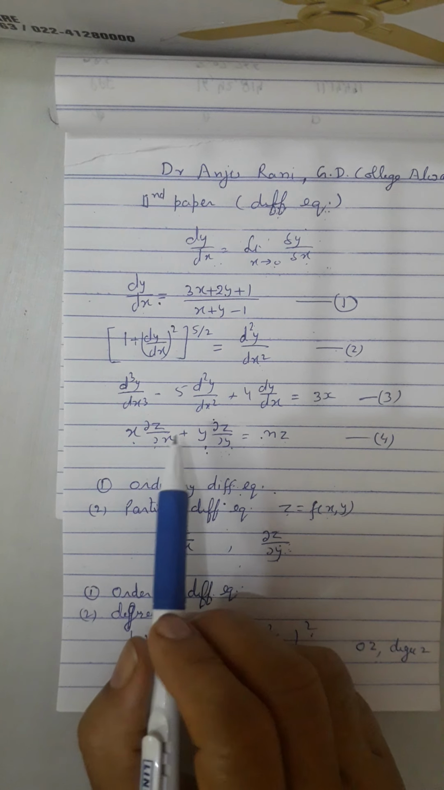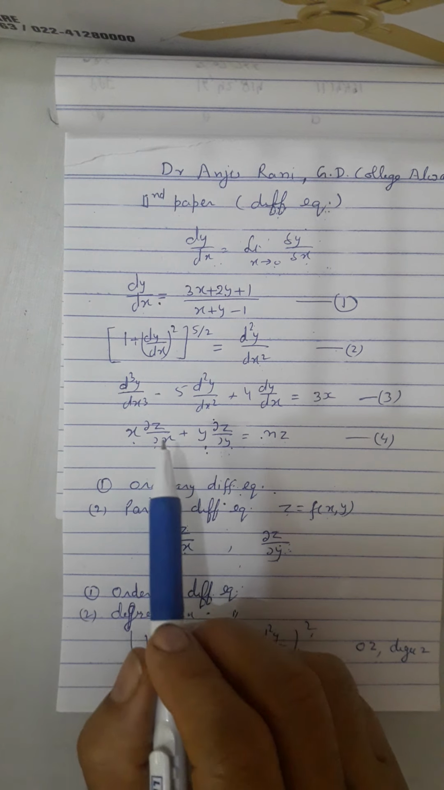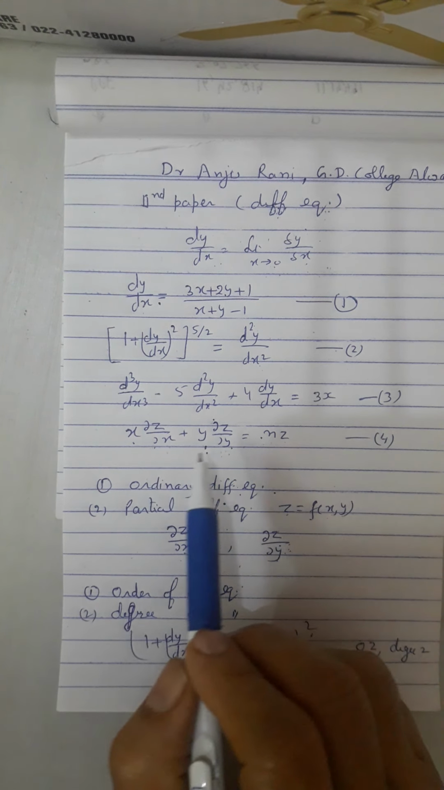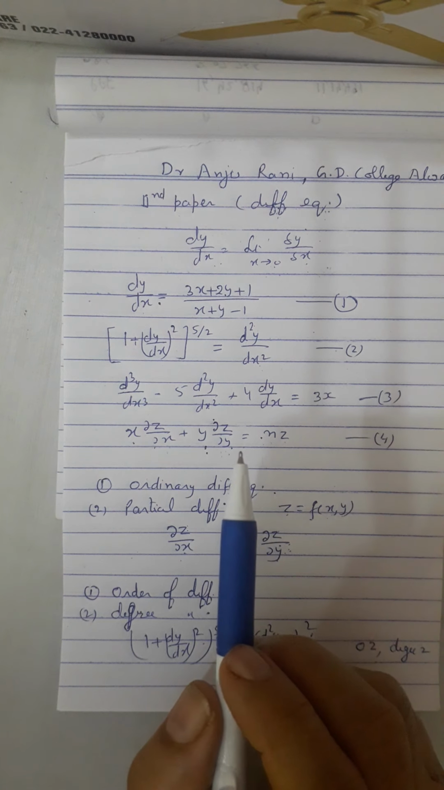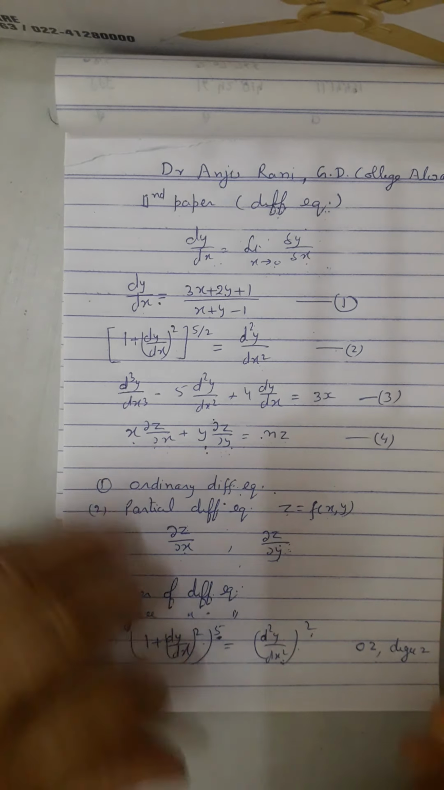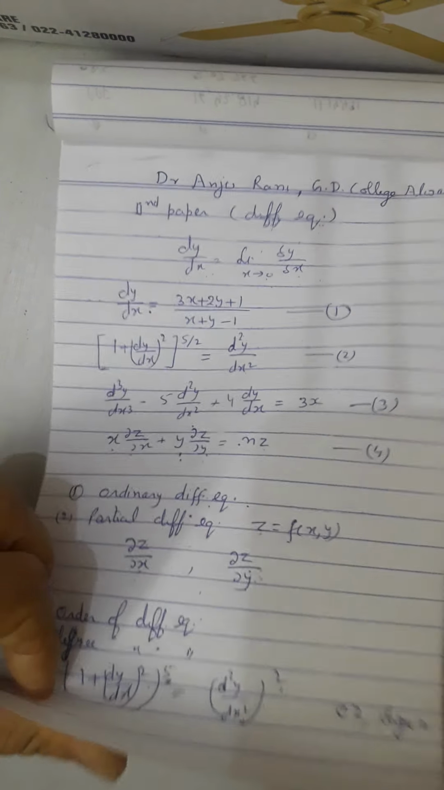Fourth equation, this is a partial differential equation. In this differential equation also, degree and order both are equal to 1. So this was about differential equations, the types of differential equation, and the order and degree of a differential equation. Now, the solution of a differential equation.